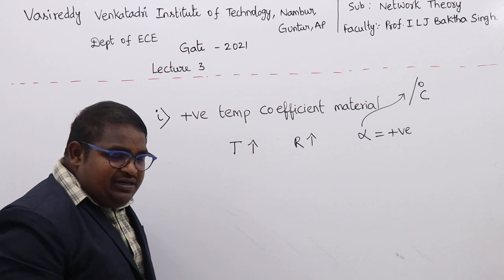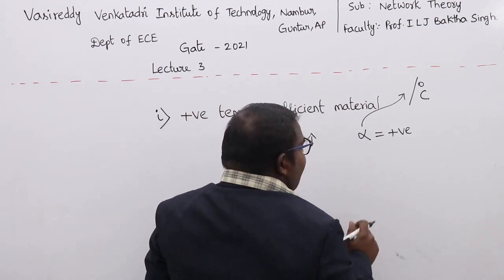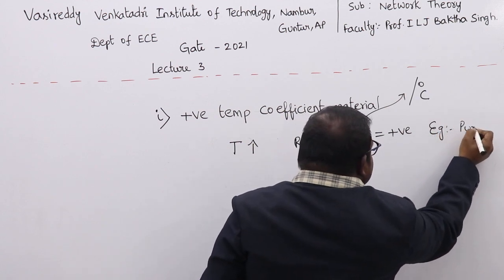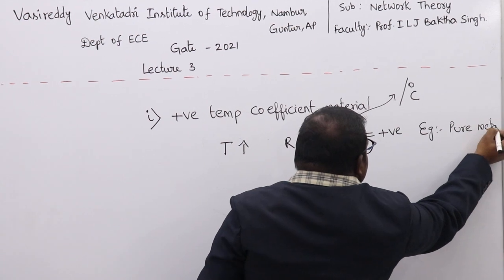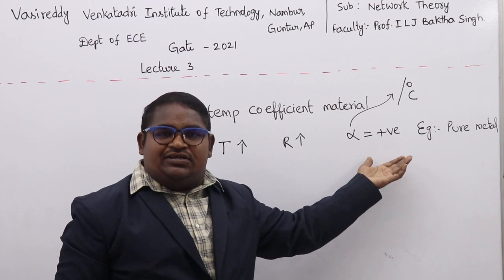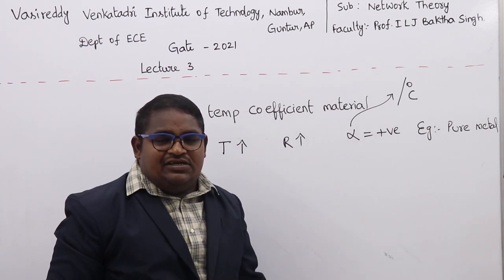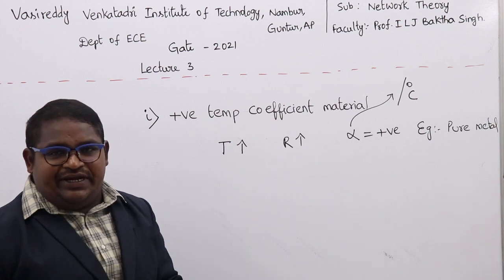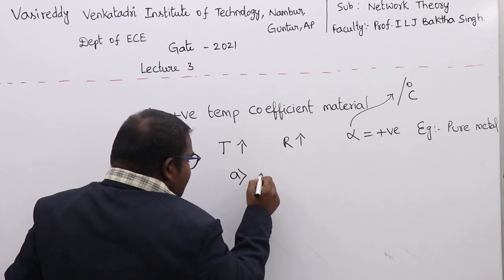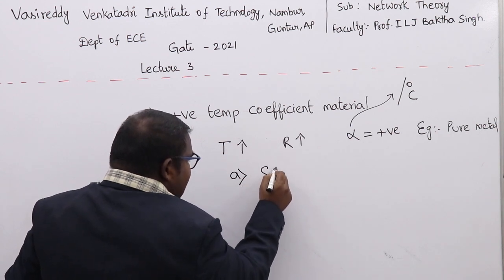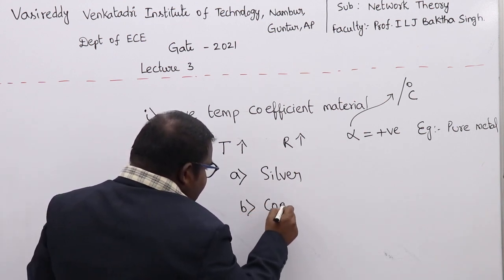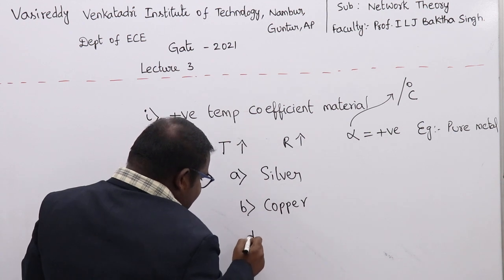Can I give you an example? The example for such materials is pure metals. What is metal? Metal means conductor. Generally we have three types of conductors. What are those three? The first one is silver. Next one is copper, and next one is aluminum.